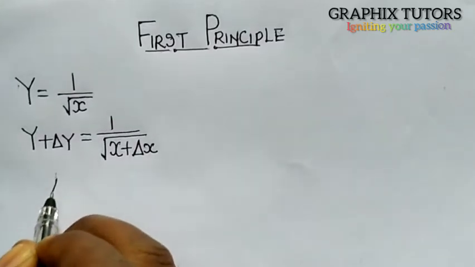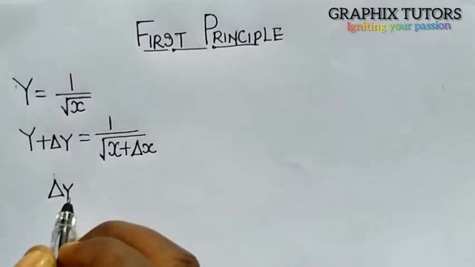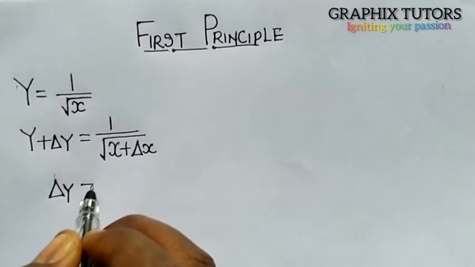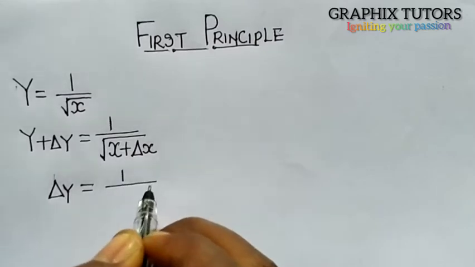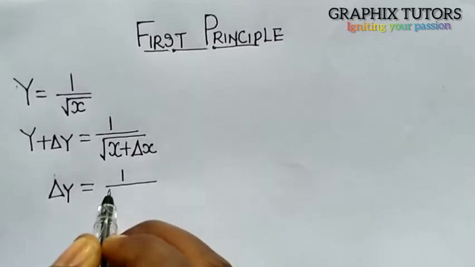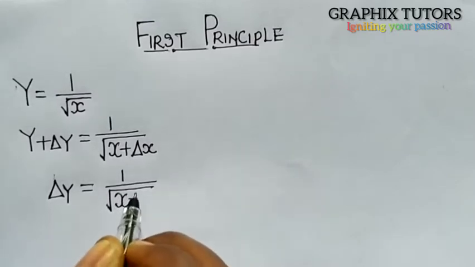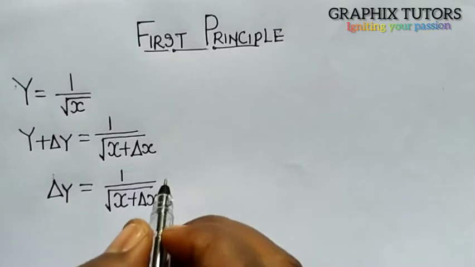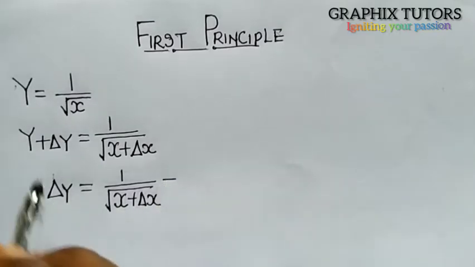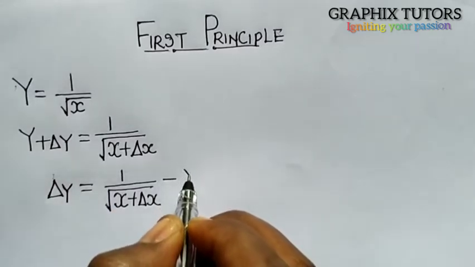So I have my delta y is equal to 1 all over the square root of x plus delta x, right, equals to, minus, when y comes to this side, it becomes negative. So we have minus y.